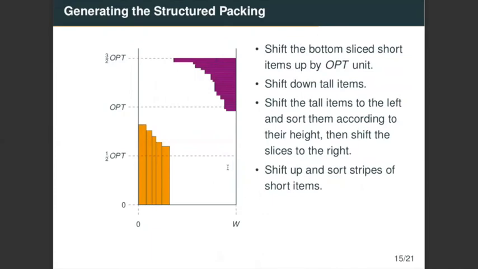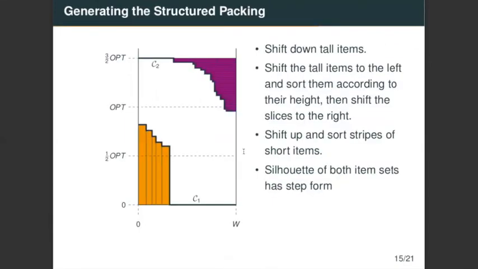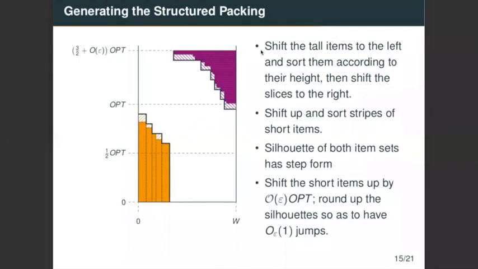The next step is to shift up the stripes and sort them according to their sizes. Now the silhouette of both item sets, they form steps, as you can see. We shift the slices up by O epsilon opt units. So now the height of the solution increases to 3/2 plus O epsilon opt. Then we round up the silhouette so that they have constantly many jumps.